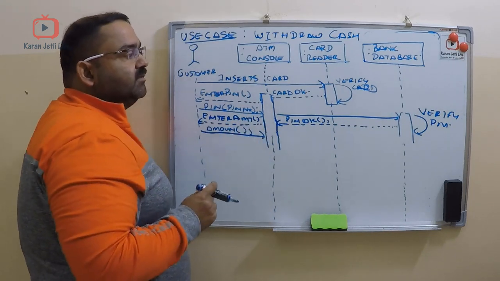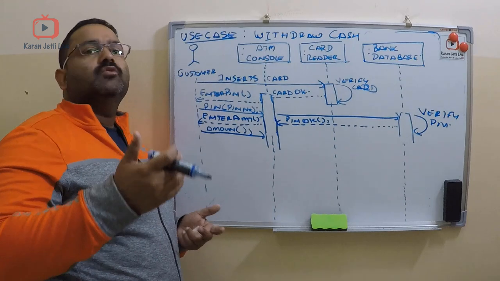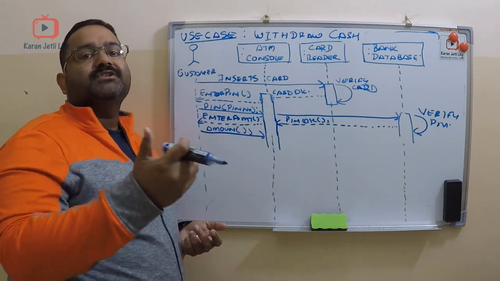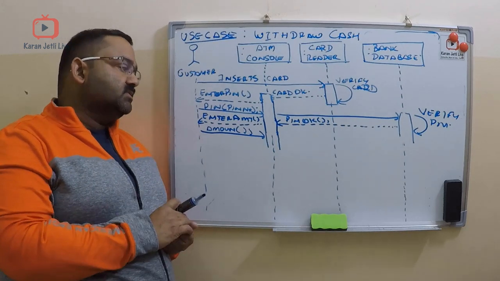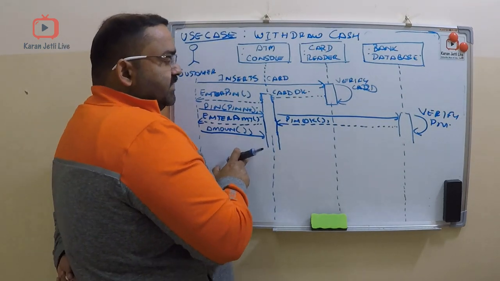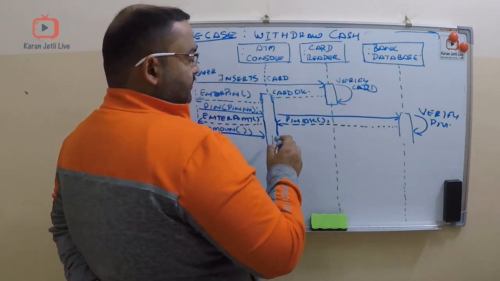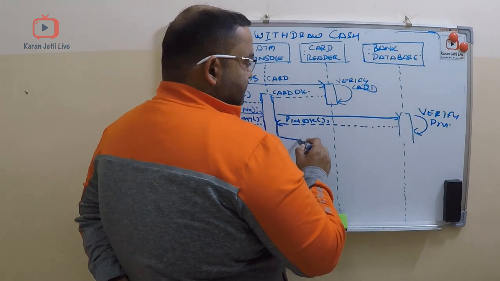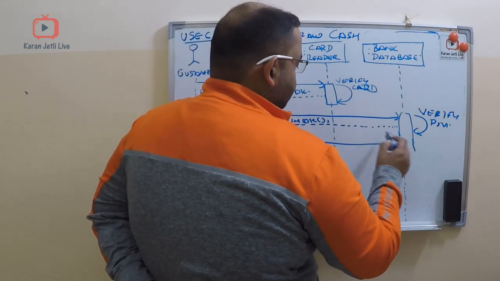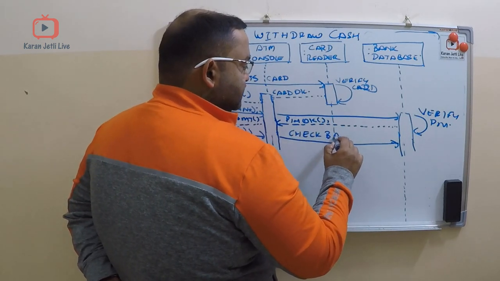Now after you enter the amount, again what happens? The console checks your balance. For example, how much funds do you have? Do you have sufficient funds to complete this transaction or not? So again, the ATM sends a check balance request to your bank database.